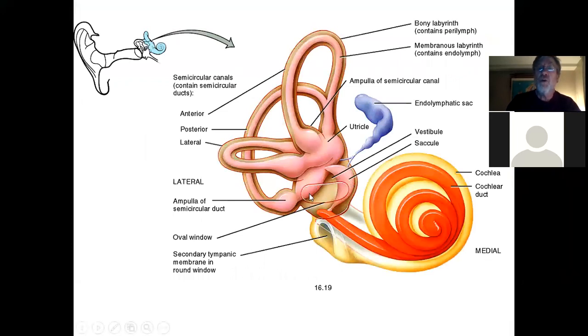Looky, looky, the oval window where the footplate of the stapes is set. And the round window. Here they're calling it the secondary tympanic membrane. Just call it the round window. And in pink is the vestibular system, the balance organs. In orange is the cochlea. Okay? And this blue thing here is providing endolymph fluid to both of these systems. So we'll just be taking a look at all of this.